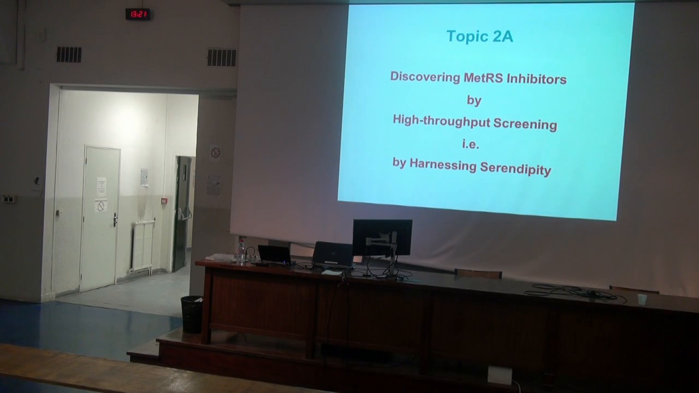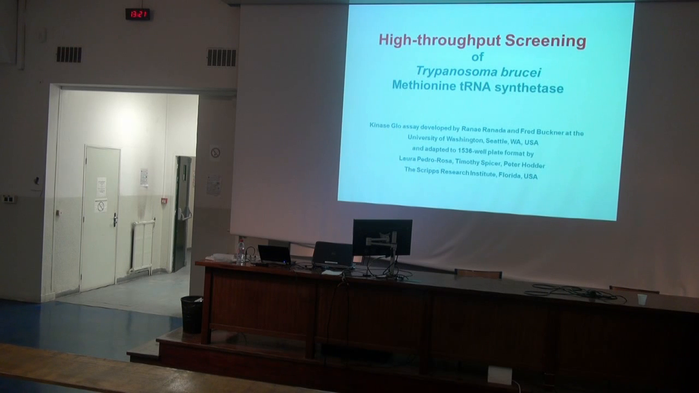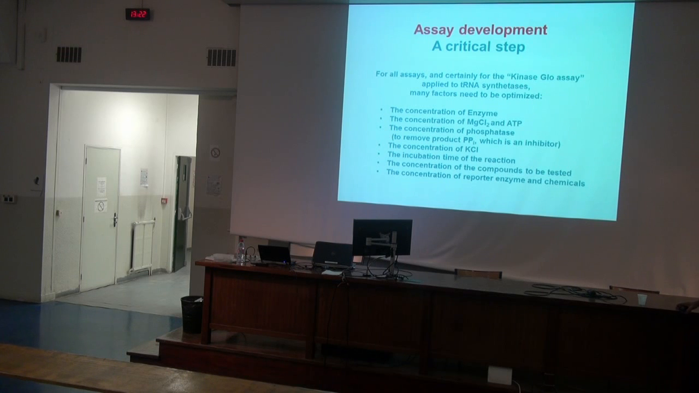So we went after MetRS, the shorthand for methionine tRNA synthetase, by high throughput screening. That's a collaboration with the Scripps Research Institute in Florida, where they have a screening center. There are 360,000 compounds accessible by robot, which then can be delivered to assays in micro format, 1536 well plate. And then one of the key points is to get the good assay.